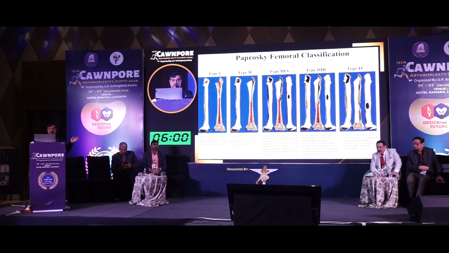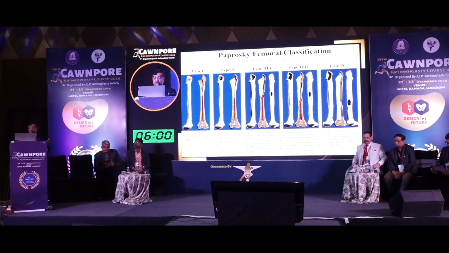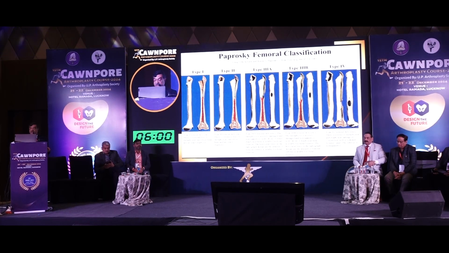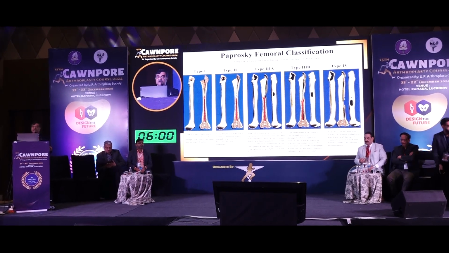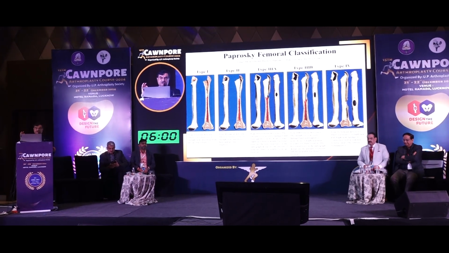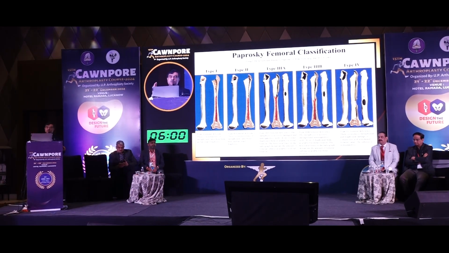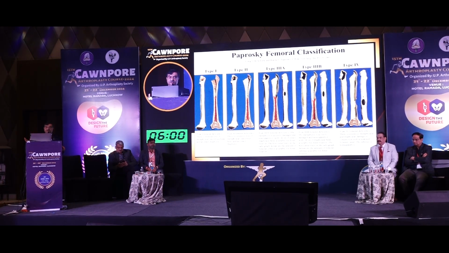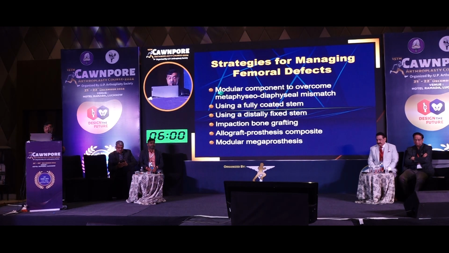Just I will show you this slide. We all know this. The Paprosky classification of femoral defect is very useful, and from type 1 to type 4 it gets worse. The most difficult one is the type 4, where there's hardly any bone left for fixation. And I think the key to this classification is how much bone do you have left in the diaphysis to ensure an adequate fixation to overcome the metaphyseal bone defect.